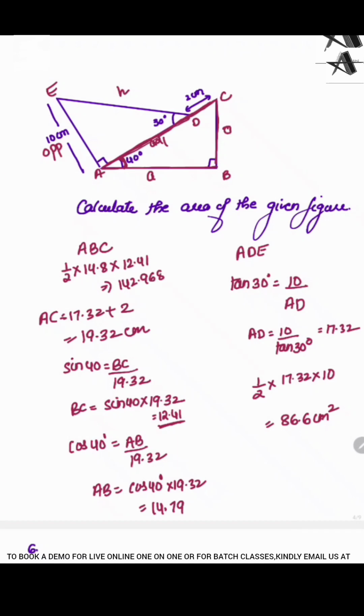This will give me 142.968. We need to calculate the area of this whole figure. That means adding up both areas. So 86.6 plus 142.968 will give 229.56. 229.568 or 57 centimeter squared is the required area.